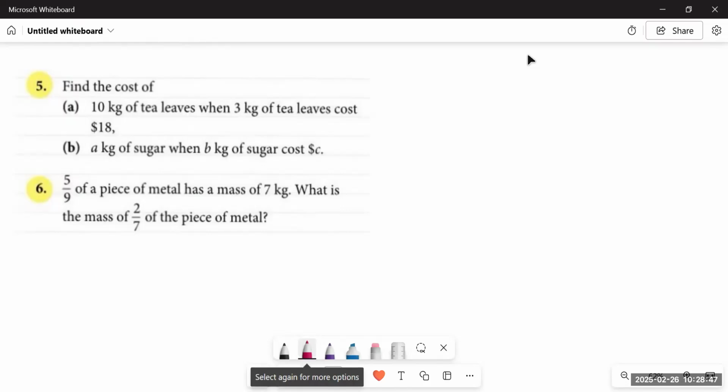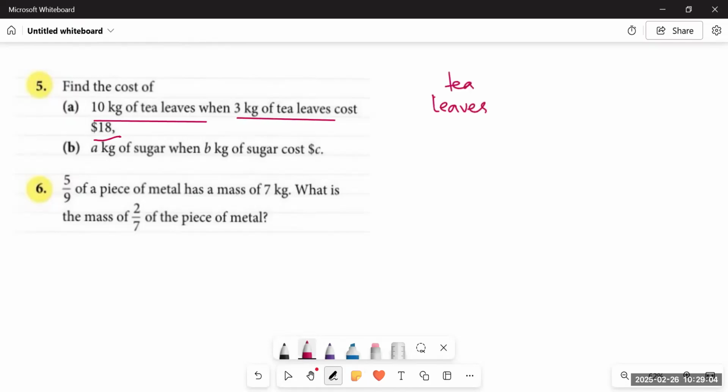Since there are two quantities, 10 kg of tea leaves and 3 kg of tea leaves along with the cost, it means the ratio between tea leaves and cost is given. For the first one, we are not provided with the cost, only the 10 kg of leaves, and the cost is missing. So we'll write X is equal to here. And then we are provided with 3 kg of tea leaves, so we write 3 kg below 10 kg, ratio $18.